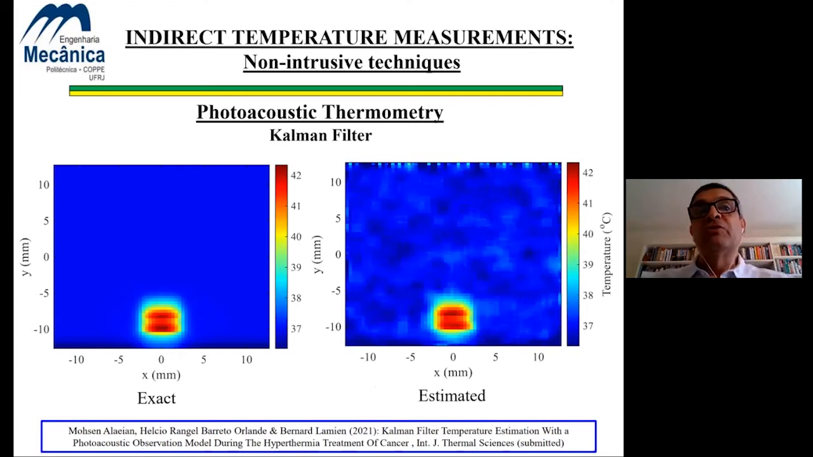This slide shows the solution obtained with the Kalman filter, which was implemented for the sequential estimation of the transient temperature during the whole thermometry. We notice in these figures that the effect of the non-uniform distribution of the nanoparticles, which was simulated in this case, could be quite well observed, because it resulted in the non-uniform heating of the tumor that could be accurately predicted with the solution of the state estimation problem.